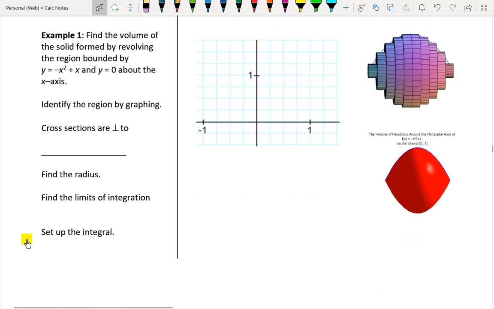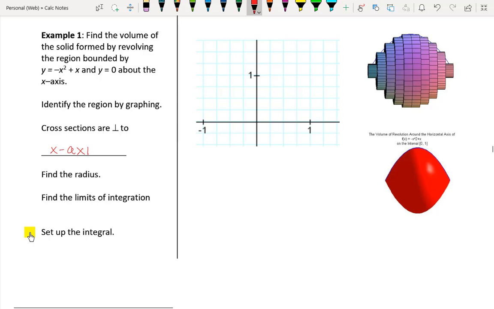So we're going to start off with some disks here. All right? So this one says, find the volume of the solid formed by revolving the region bounded by y equals negative x squared plus x and y equals 0 about the x-axis. So the first thing we have to realize is that our cross sections are perpendicular to the x-axis. This is important to understand.